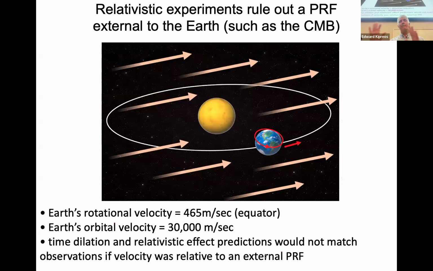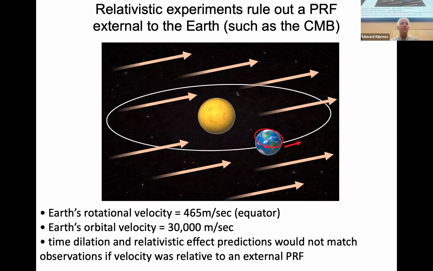The reason why it can't be the preferred reference frame for ALT is because relativistic experiments have ruled out a PRF, preferred reference frame, that is external to the Earth. So here we see the sun and the Earth, and this CMB is moving 370,000 meters per second relative to this thing. And the Earth is going to be moving around the sun at 30,000 meters per second, and it's going to be rotating, depending on the latitude, but at the equator, it's 465 meters per second. So sometimes the Earth is going to be moving with the CMB, which is going to reduce its velocity relative to the CMB.